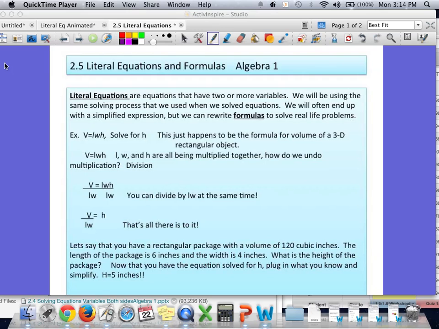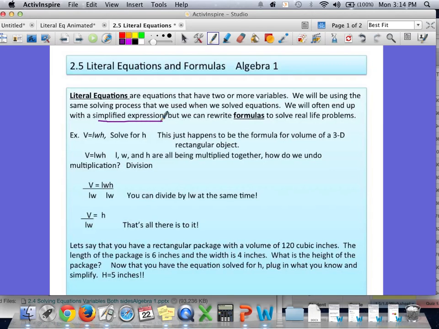We will be using the same solving process that we use when we solve equations. So we'll often end up with just a simplified expression. In other words, it won't be solved for any numerical value. Sometimes it's just a simplified expression. But we can rewrite formulas to solve these real-world problems.